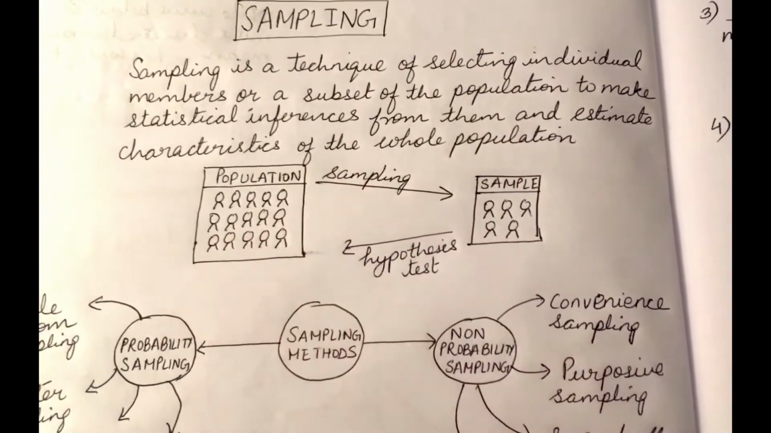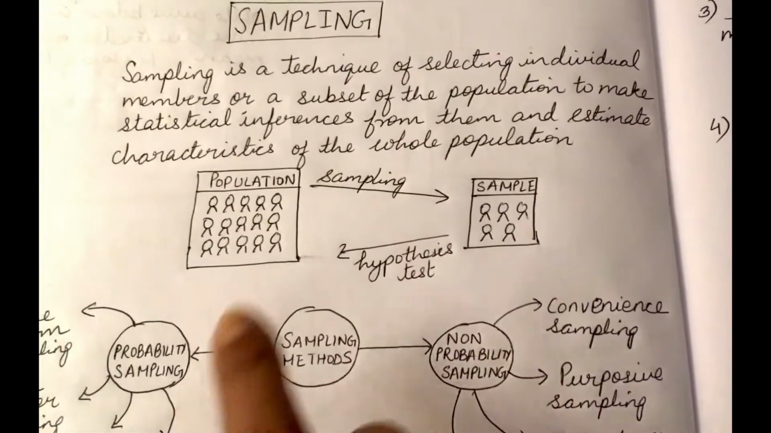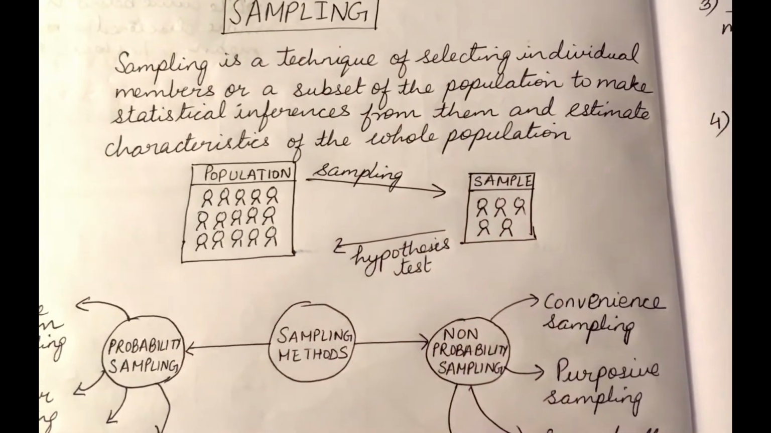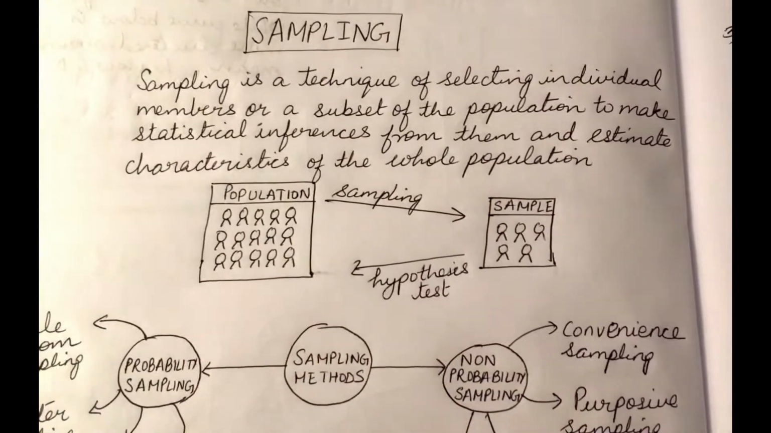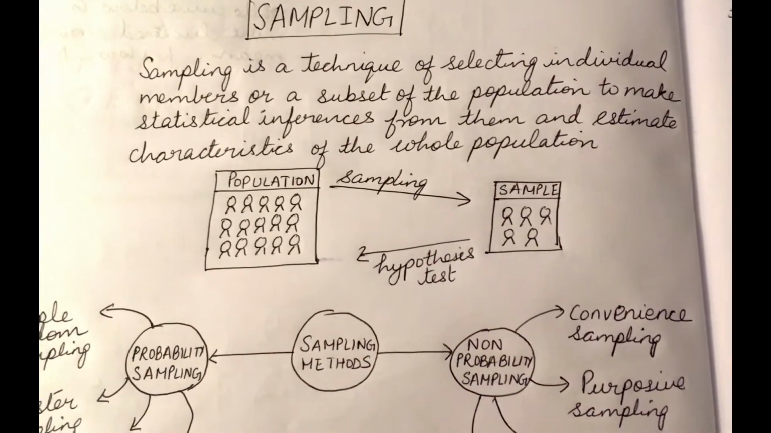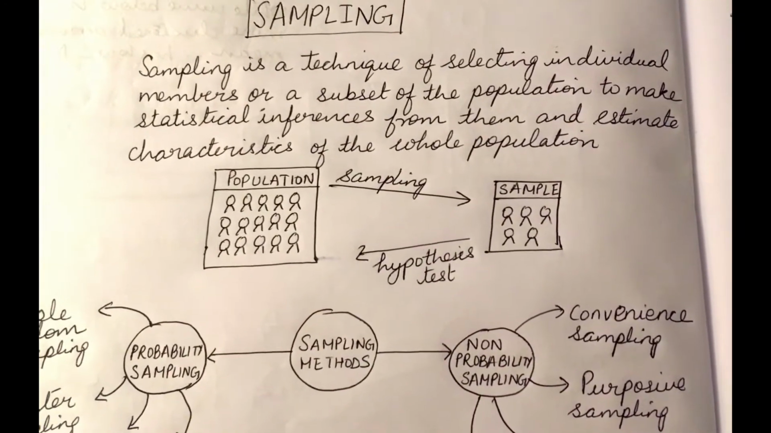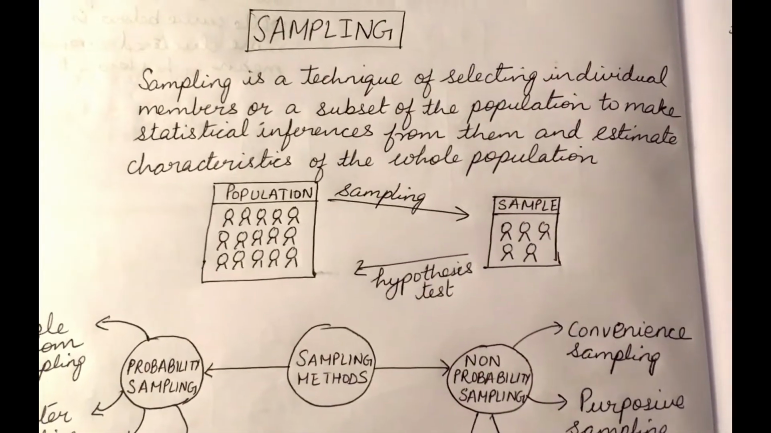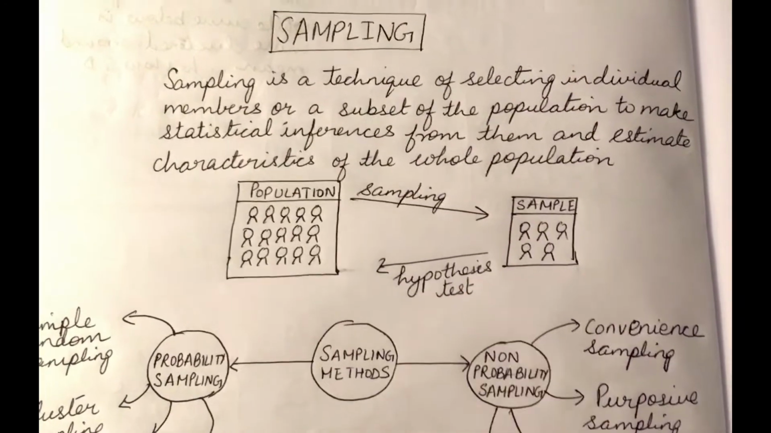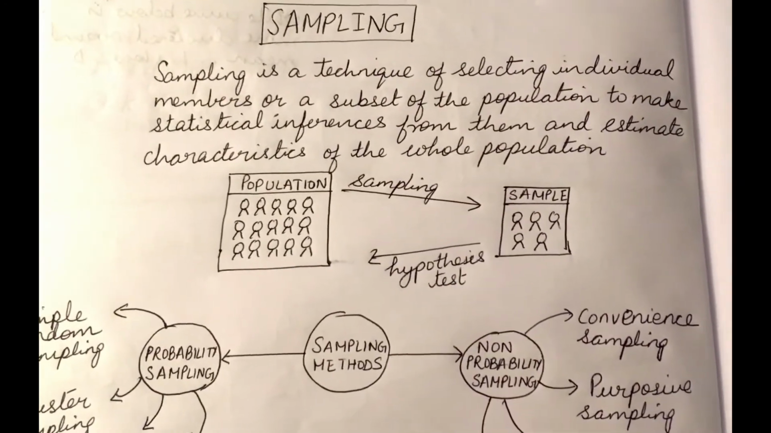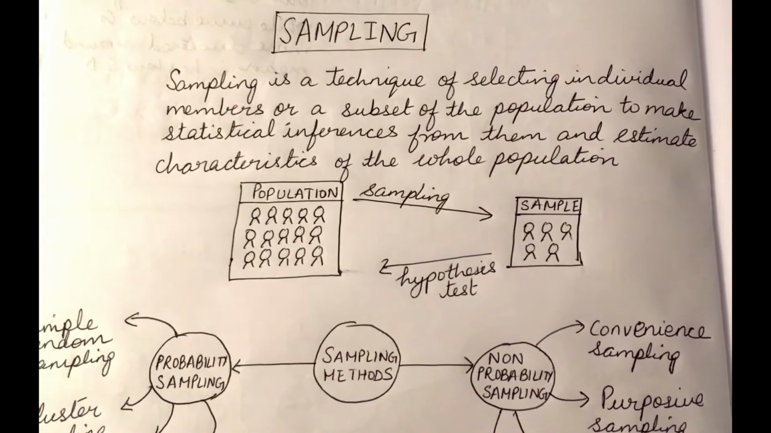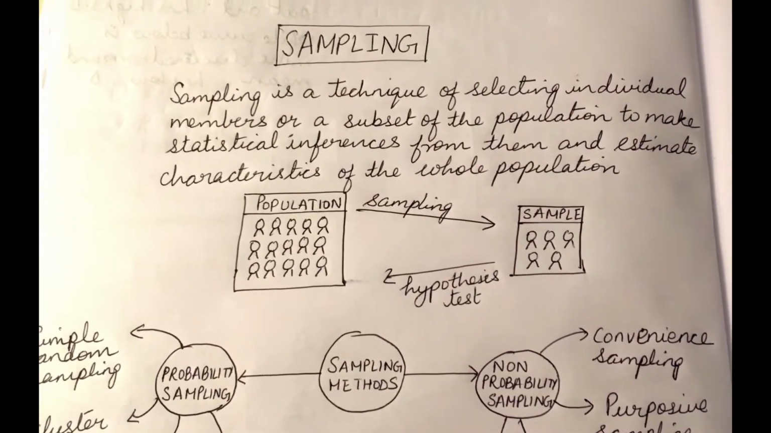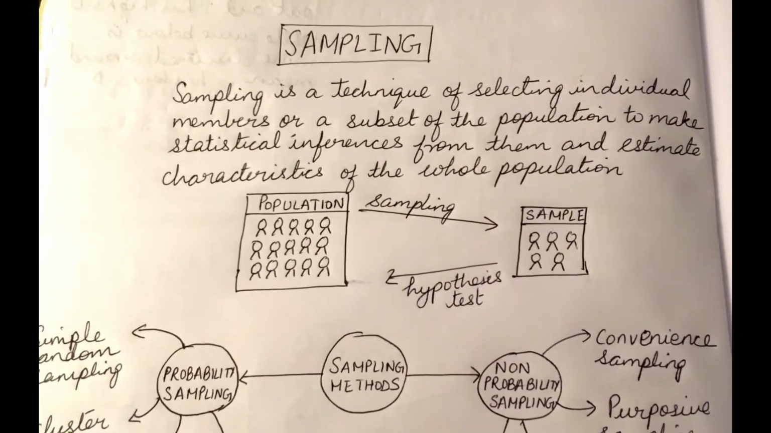You can't do research on this whole big population. That's why you take a small sample. You do the test on this, you get a result, and now to know whether what you have predicted for this sample is true or not, that can be done through a hypothesis test. And there are various methods of doing hypothesis tests that are discussed in a separate video. Today we will focus only on sampling.